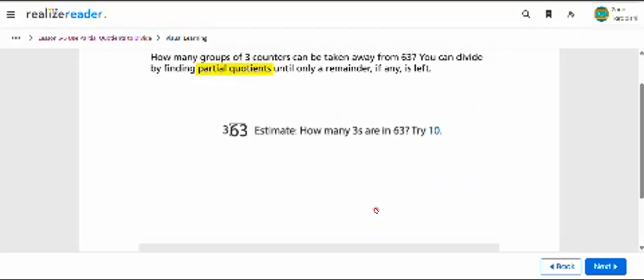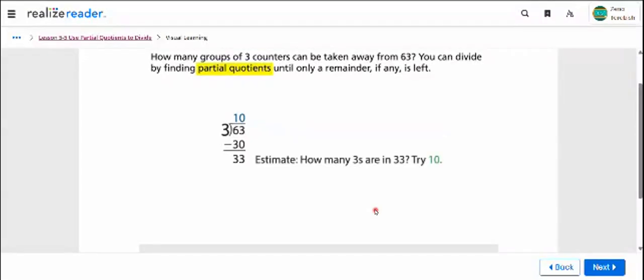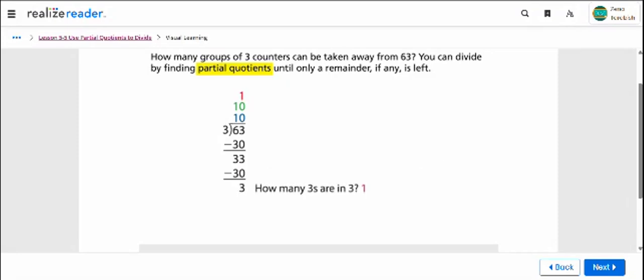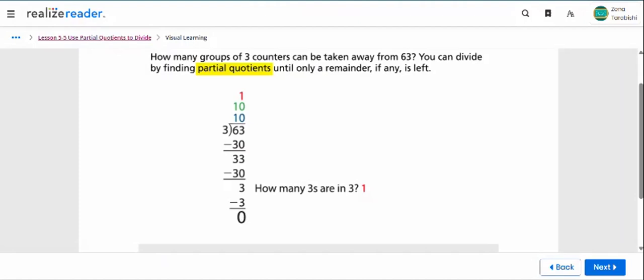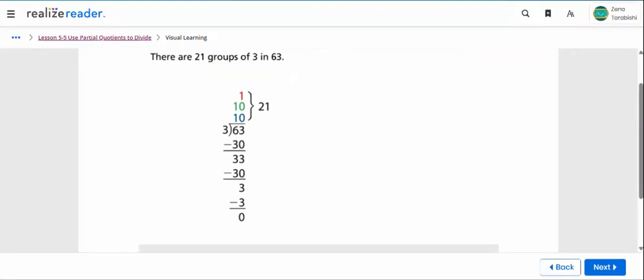How many 3s are in 63? Try 10. 10 groups of 3 is 30. 63 minus 30 equals 33. How many 3s are in 33? Try 10. 10 groups of 3 is 30. 33 minus 30 equals 3. How many 3s are in 3? 1. 1 group of 3 is 3. 3 minus 3 equals 0. 10, 10, and 1 are partial quotients. There are 21 groups of 3 in 63.